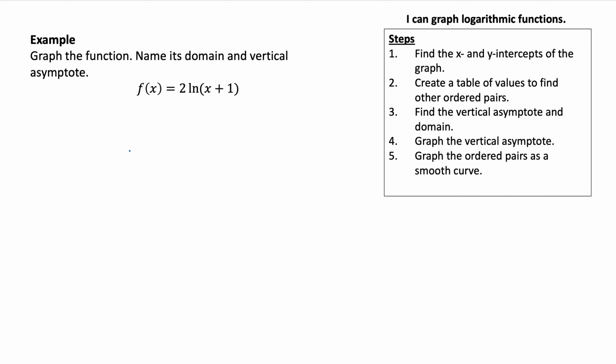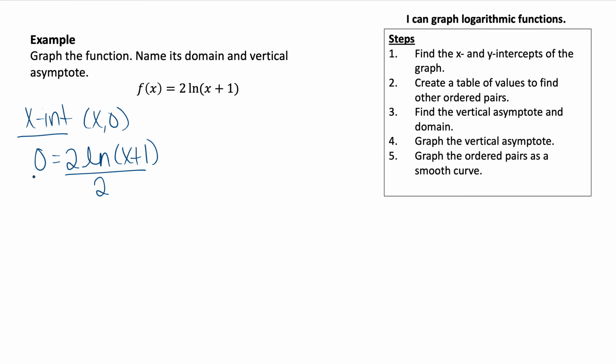Okay, so now let's graph this function and name its domain and vertical asymptote. We're always going to start off by finding the x-intercept and the y-intercept. The x-intercept will occur where y equals 0. So we have 0 equals 2 times the natural log of x plus 1. To solve this, I'm going to divide both sides by 2 so that I can get that natural log by itself. So that gives me 0 equals the natural log of x plus 1.